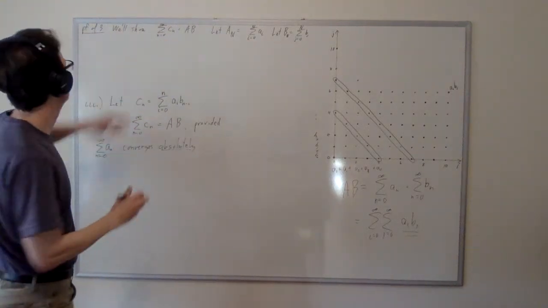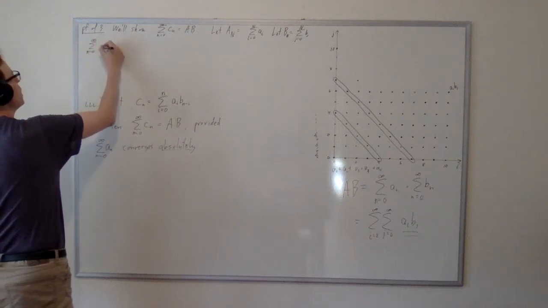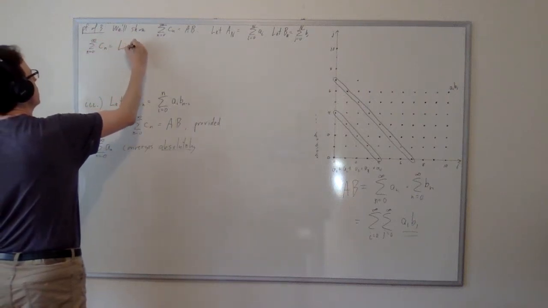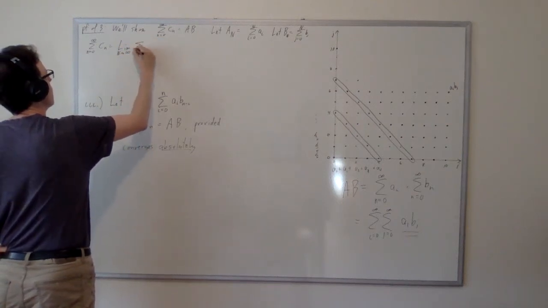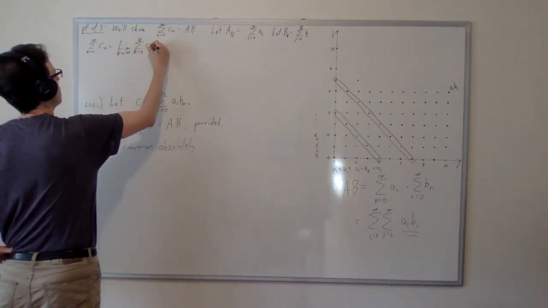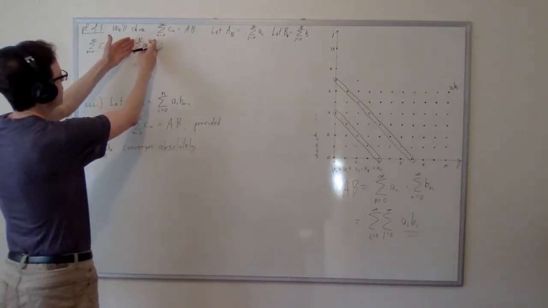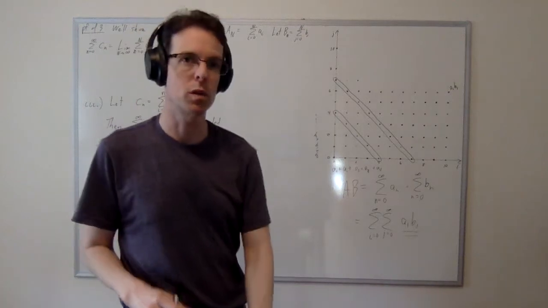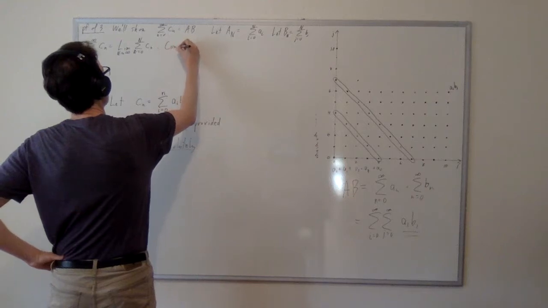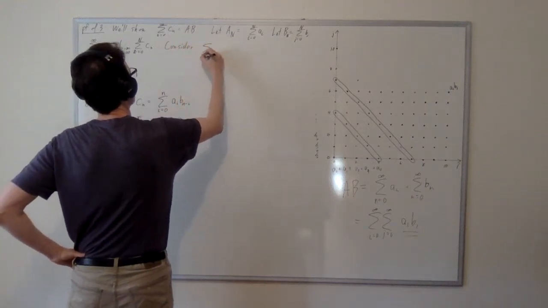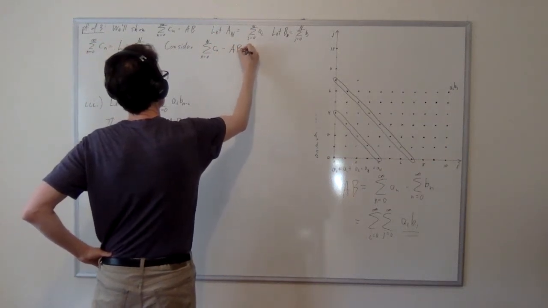So then what we're going to do is analyze this thing as a limit. So the summation n equals 0 to infinity of c_n is equal to the limit as cap N goes to infinity of the finite sum of n equals 0 to cap N of c sub n. And so if we're going to show that this limit is equal to AB, then we're going to take this guy and subtract AB, and we're going to show that that goes to 0. So let's do that next, and then I'll erase this stuff. So consider the summation n equals 0 to cap N of c_n minus AB.